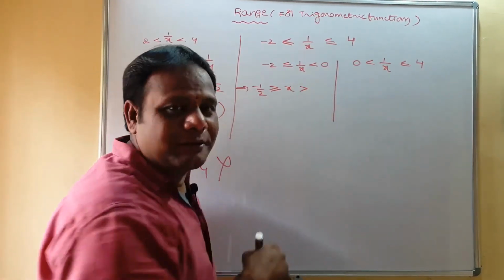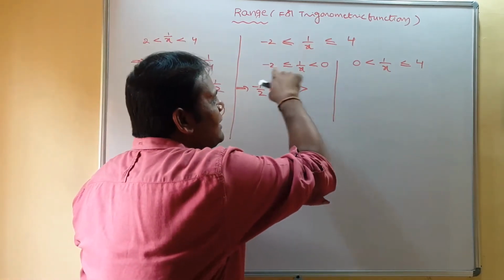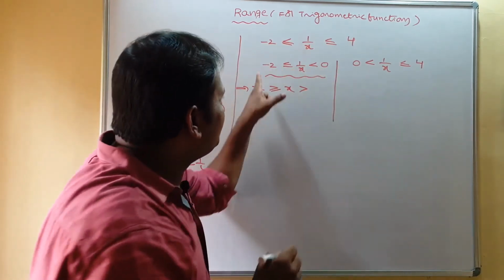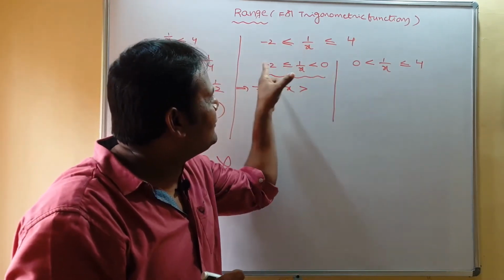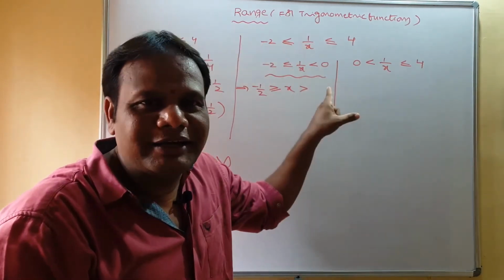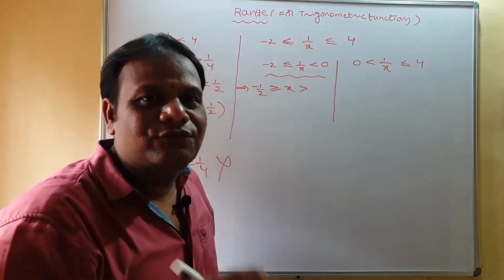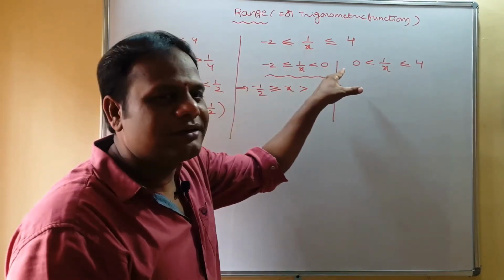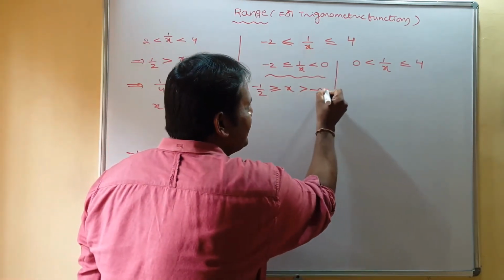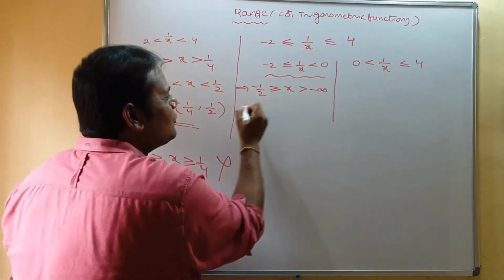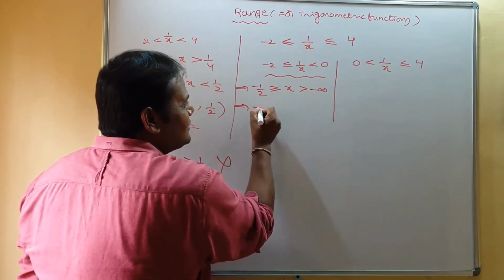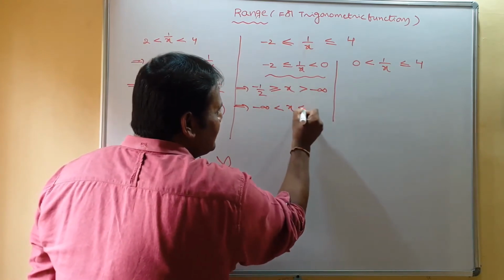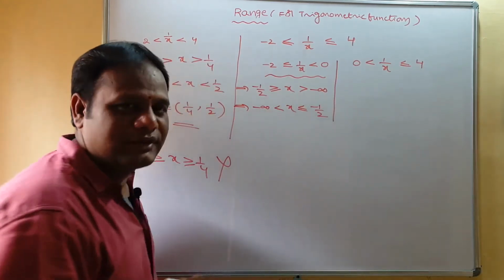Then what about that x? Approaching 0 from the left hand side or right hand side? Observe all these values. Negative values or positive values? These are all between minus 2 and 0, meaning all are negative. So here you get infinity. Is it plus infinity or minus infinity? Here all are negative values, so you get minus infinity. Don't confuse. Now you take them in reverse order. You get minus infinity, greater than becomes less than, x less than or equal to minus 1 by 2. Is it clear?